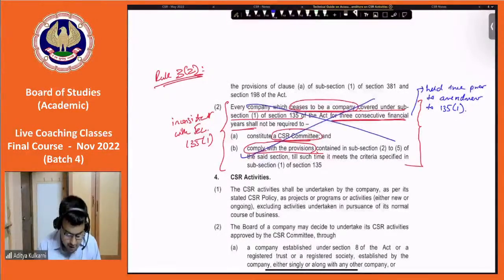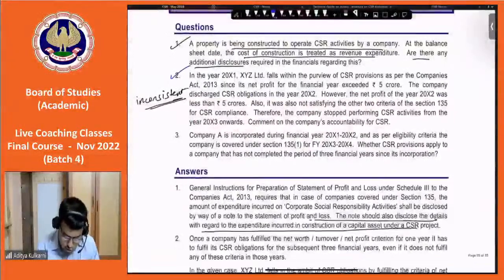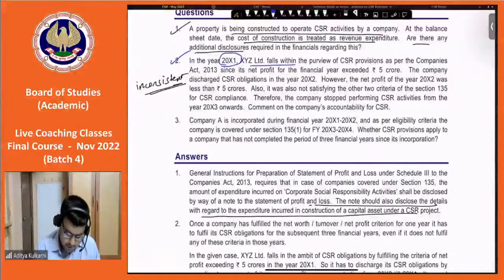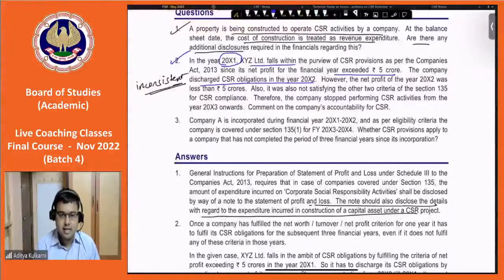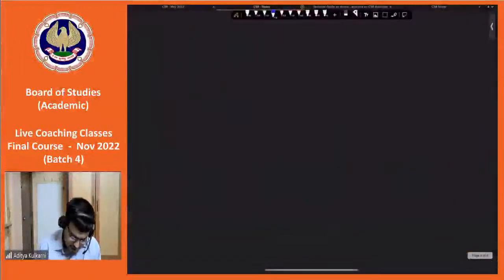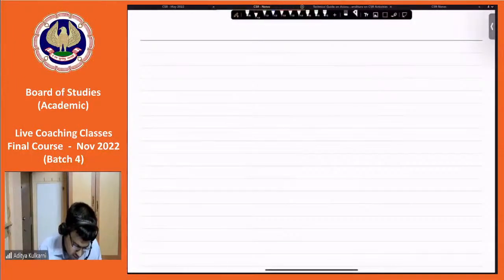And therefore, if you look at the solution to question 2, look at the question. XYZ falls in the purview for X1 as per Companies Act because the net profit exceeded 5 crores. Company discharged CSR obligations in the year X2. Net profit for X2 was less than 5 crores. It was not satisfying the 2 other criteria of 135. Therefore, company stopped performing CSR activities from X3. So the story goes something like this.